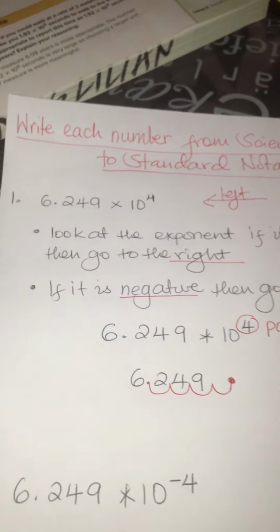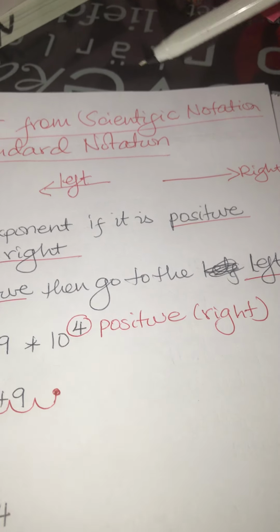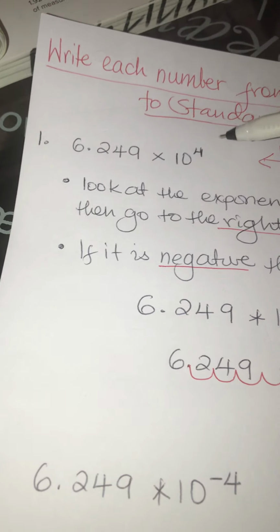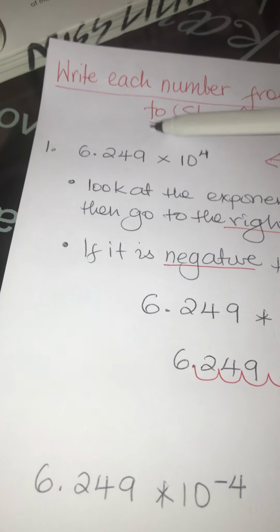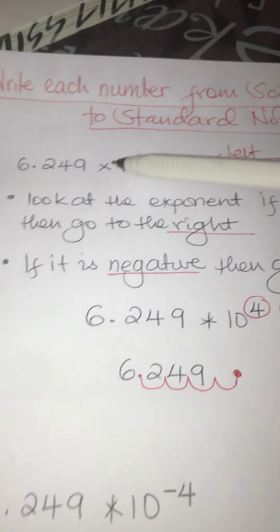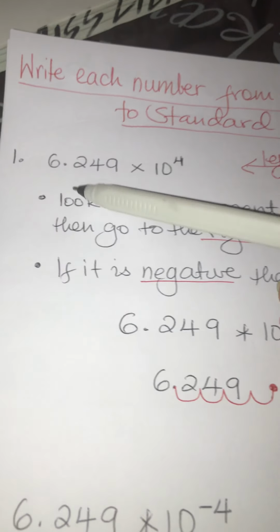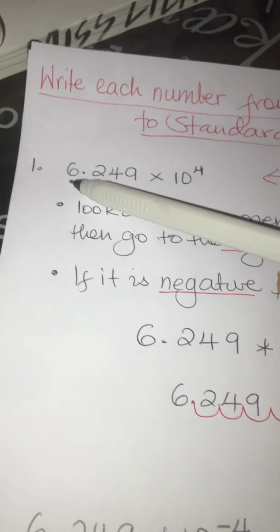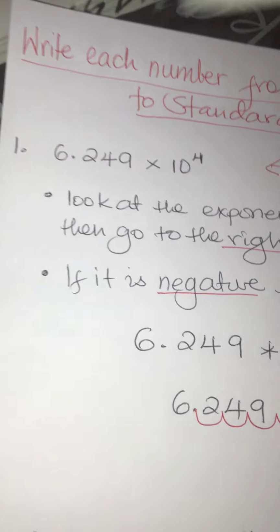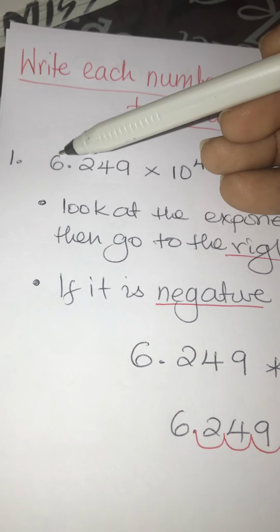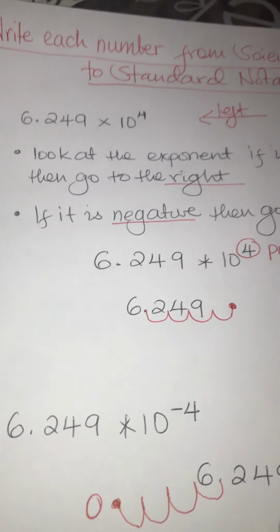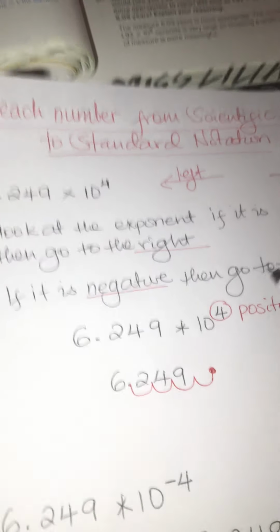All right. So here in this question, they have said, write each number from scientific notation to standard notation. How do I know this is scientific notation? They gave me a coefficient with a power of 10, and I am multiplying. And my coefficient is greater than 0, and it is also less than 10. How do I know it is less than 10? 6 is less than 10. 6 is also greater than 0. Okay? All right. So now they told me to write it in standard notation.